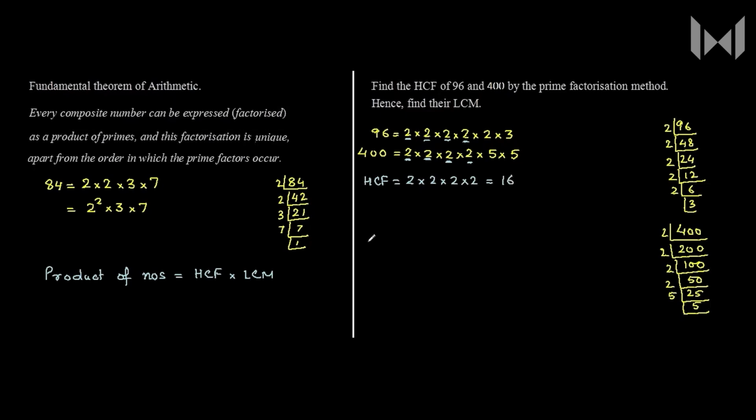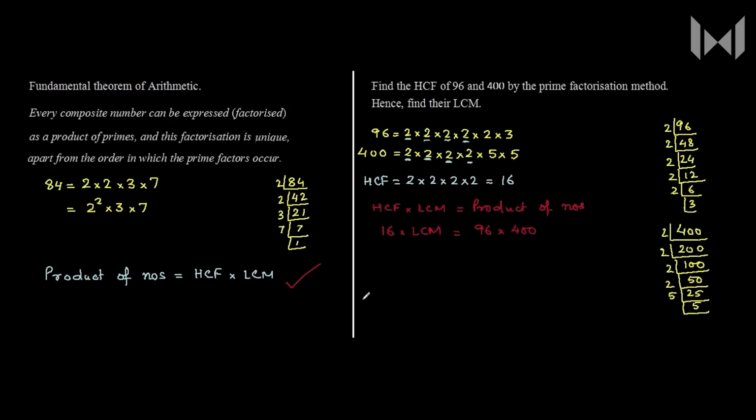Now once we have found the HCF, the way to find out the LCM is that we multiply the HCF by the remaining numbers over here. The other numbers remaining are 2, 5, 3 and 5. But whenever the question says hence find their LCM, you have to use this formula. So over here we know HCF into LCM is the product of numbers. Now HCF is 16 into LCM is equal to 96 into 400.